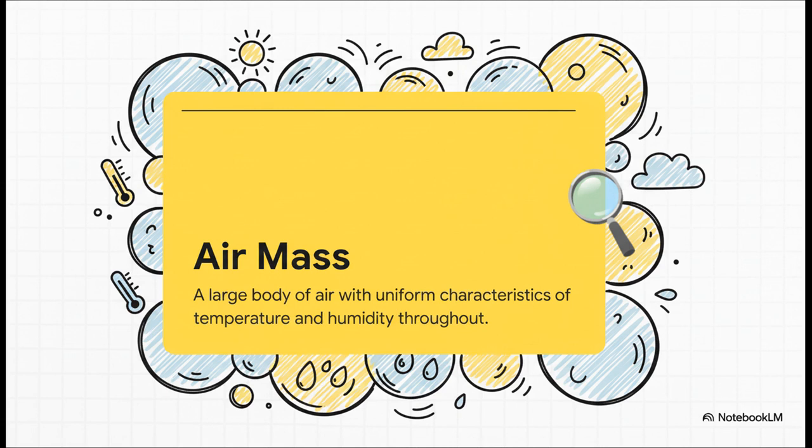Now, just picture this. It's a massive bubble of air. We're talking hundreds, sometimes even thousands of miles wide, and the whole thing has the same temperature and humidity. It's got a consistent personality, you could say. And where does it get that personality? Well, it gets it from wherever it's been hanging out for a while. We call that its source region, and it's usually a big, calm area of high pressure.